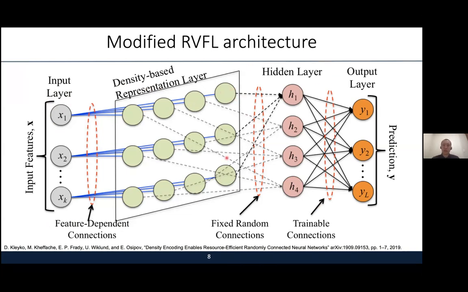And then the rest of the architecture stays the same, except that before, there were several connections outcoming from a single input neuron. But now that we introduce a density-based representation layer, we only have a single connection from a single neuron in the density representation layer. And we will see on the next slide how to actually interpret this in terms of vector symbolic architectures.